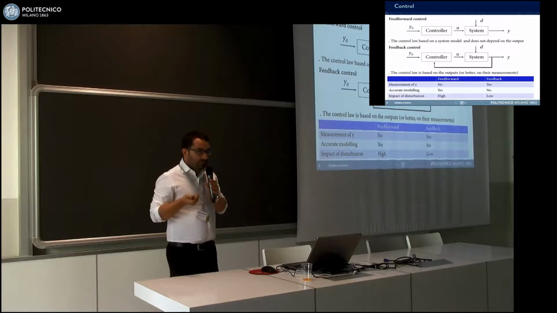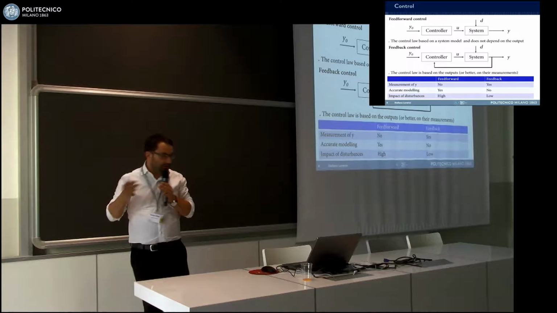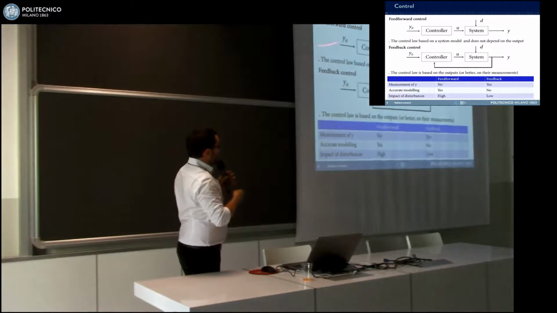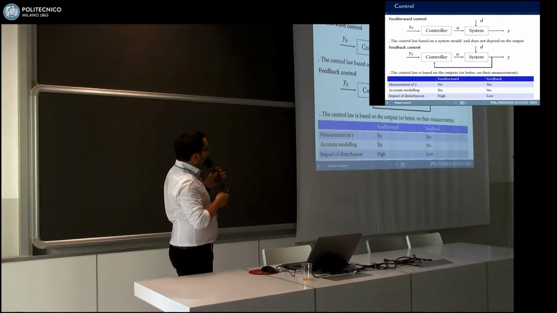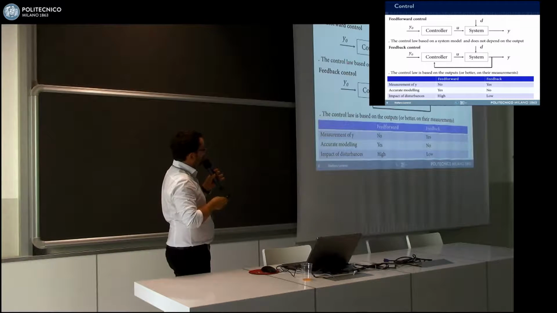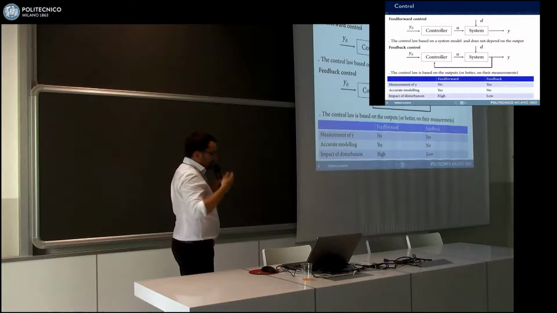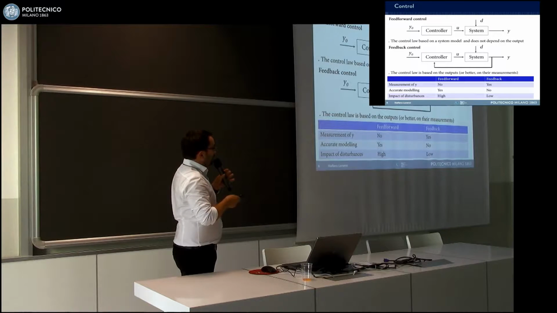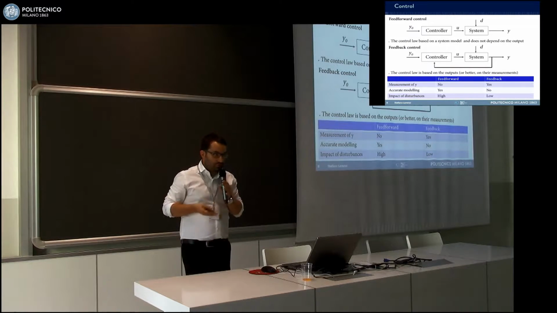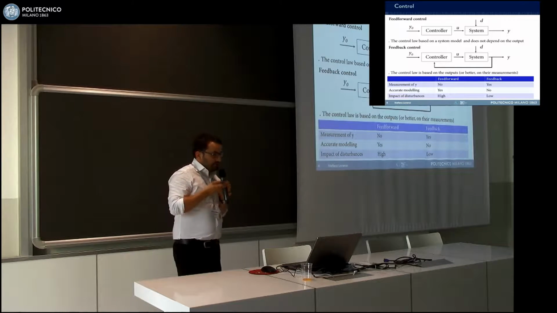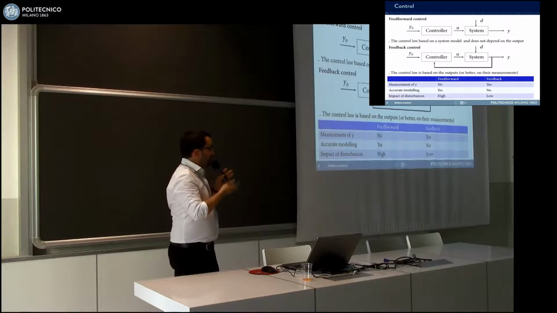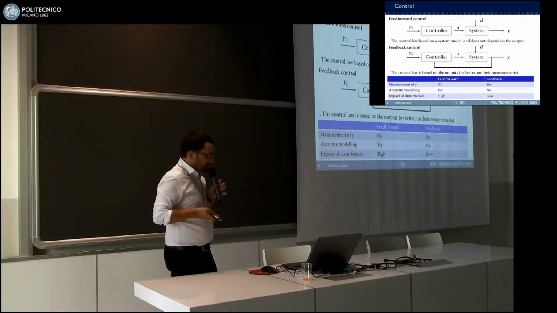We have basically two kinds of control: the feed-forward control, or open-loop control, and the feedback control. In the first one, basically, our control action, which is performed by a tool, a controller, is insensitive to the actual value that the variable I want to control assumes. So mainly the controller is based on a system model that tries to reproduce the behavior of the system and does not depend on the output.